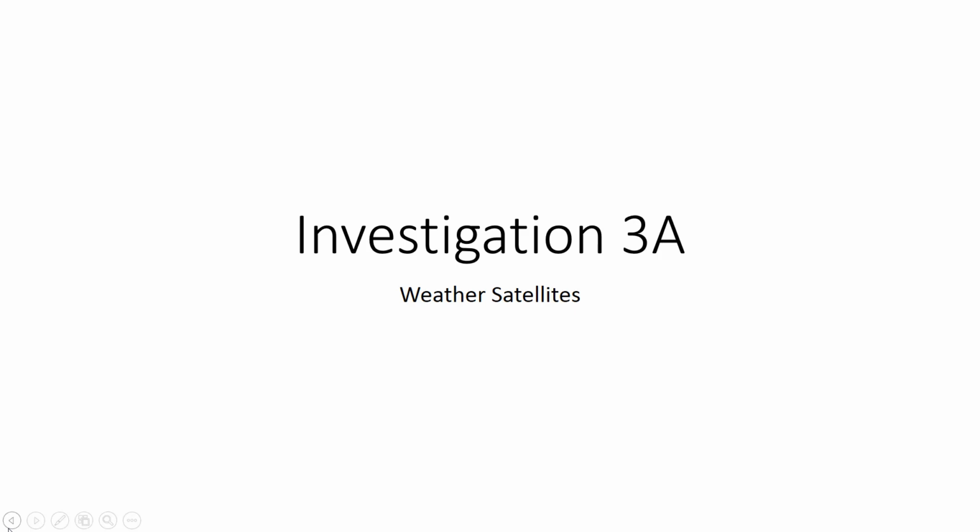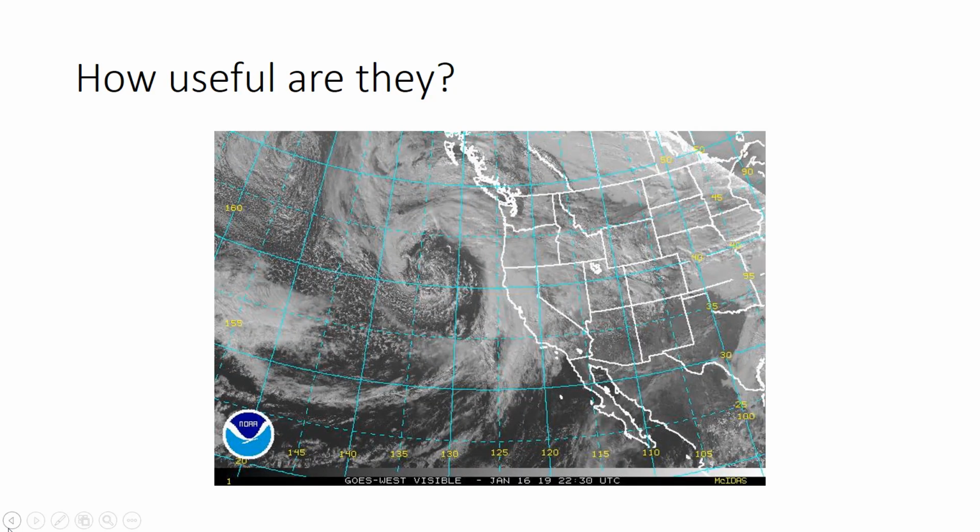And now we are jumping into investigation 3, which has a lot to do with radiation. And we're going to talk about some of the major applications of this radiation in meteorology. The first application we're going to talk about is the use of weather satellites. Weather satellites are very important because they allow us to identify, track, and forecast storm systems.